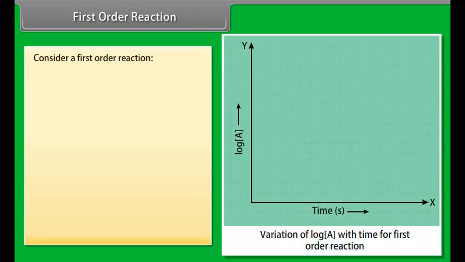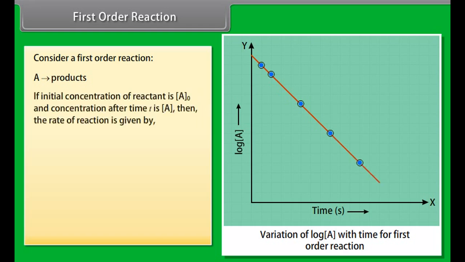First-order reaction. Let us consider a first-order reaction in which A is changing into products. If the initial concentration of reactants is A naught, and concentration after time t is A, then the rate of the reaction is given by minus dA by dt is equal to the product of K and A. It can be written as minus dA upon A is equal to K dt.